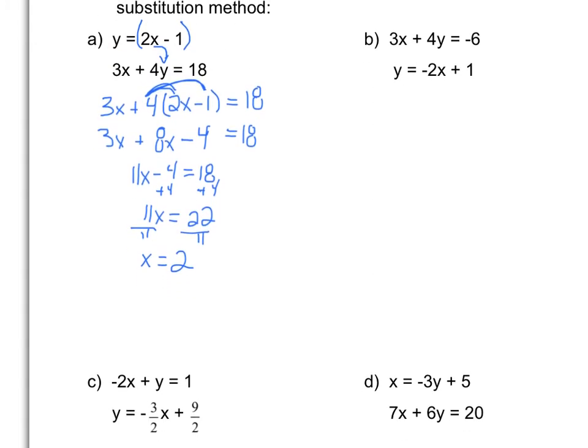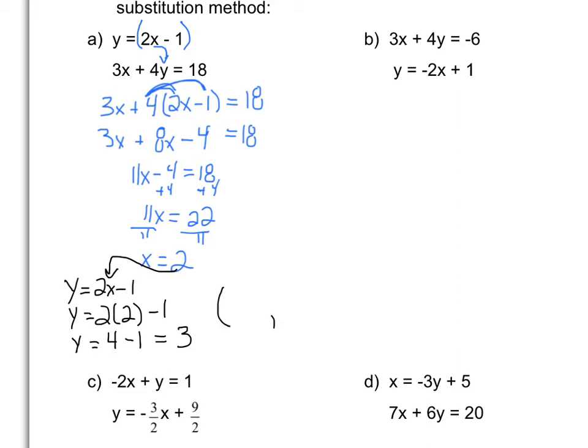So I'm going to write that first equation, y equals 2x minus 1, and I'm going to replace the x with the value that I just found. So y equals 2 times 2 minus 1. Solve for y. So y equals 4 minus 1, which equals 3. The last step is to write the coordinates of the point of intersection that I just found. The x is 2, so remember x goes first, then y, and my y is 3. So that is the point where these two lines are going to cross on the graph.